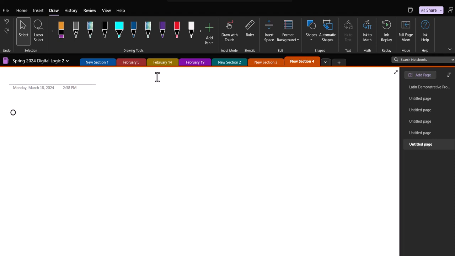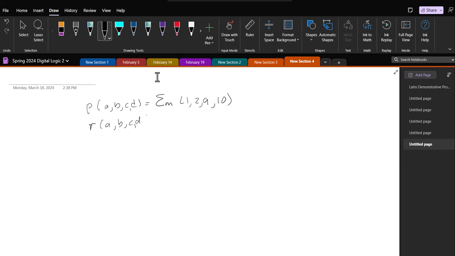Alright, so first part of your lab was you were given two functions and you had to implement them using first an 8 to 1 multiplexer and then a decoder. I'm not going to do your exact ones, but I will show you something similar. So if I had P of A, B, C, D equals the sum of the minterms 1, 2, 9, and 10, and R of A, B, C, D equals the sum of the minterms 0, 3, 5, 10, 11, 12.